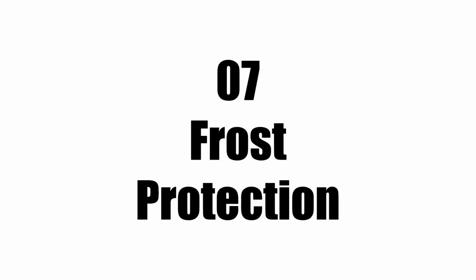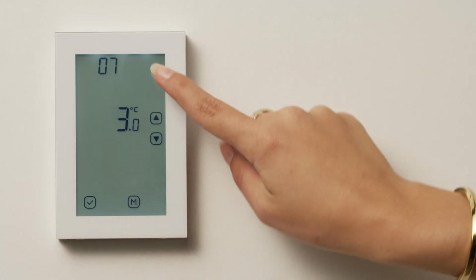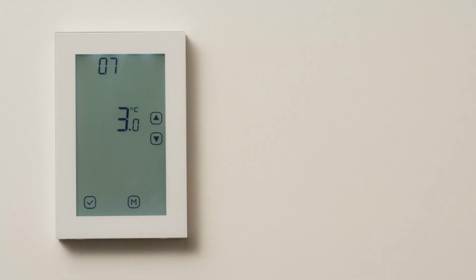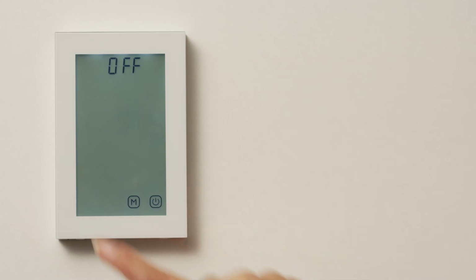06 is the clock format. Parameter 6 allows you to set your clock preference. Using the up or down arrows, you have the choice between a 24-hour clock or a 12-hour clock. 07 is for frost protection, a non-issue in New Zealand. Parameter 7 should be set on 3 degrees and should not be adjusted.